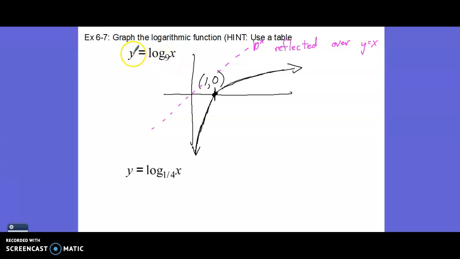And I know I wrote the y equals over here, but remember you could write y over here equals y. So it looks like 9 to the y power is equal to x. That's what we learned in the first video.